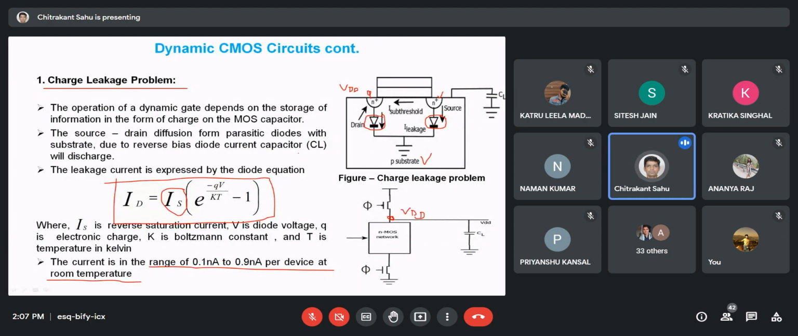It is not happening in the static CMOS circuit. Why? Because there is no concept of pre-charge. This comes because we are pre-charging the output node to VDD, so our output will always be equal to VDD unless a suitable operation is performed to lower the terminals. Is it clear to all of you? Are there any questions related to the charge leakage problem?